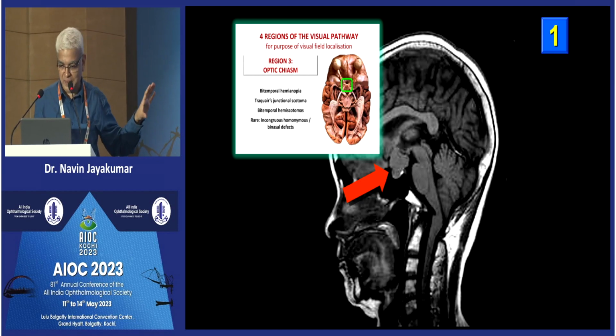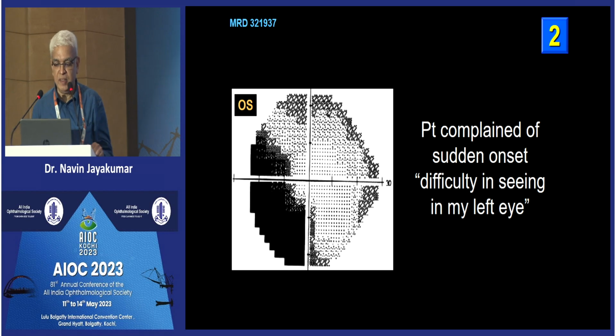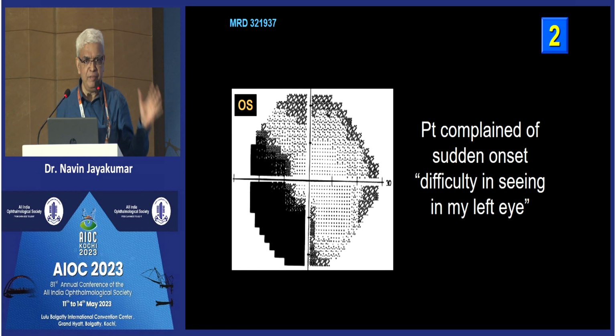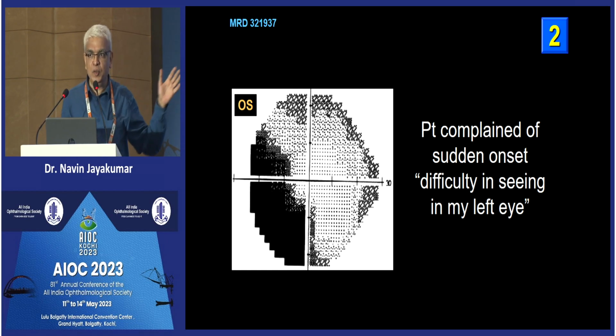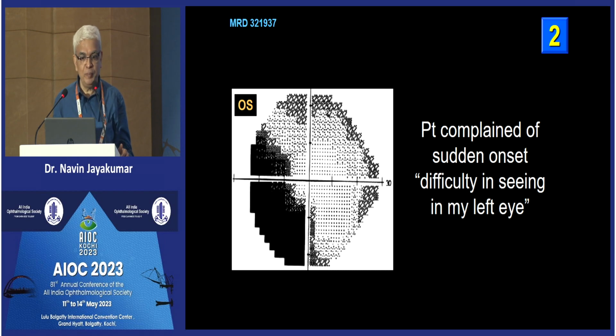Okay, this system works. Let's try one more. This is a patient who complained of sudden onset of, I am seeing something difficult, not very clear in my left eye. This is the field of the left eye. Any suggestions or points to make here? What kind of defect is that?